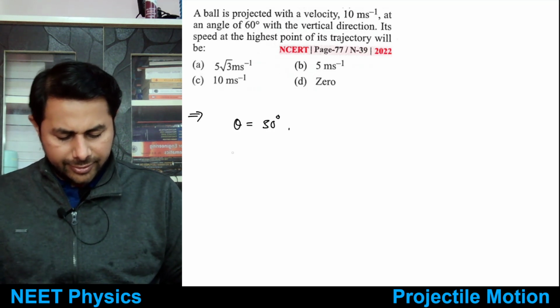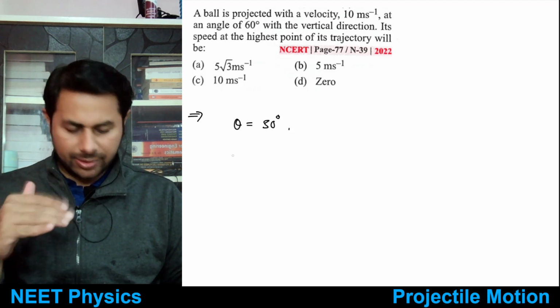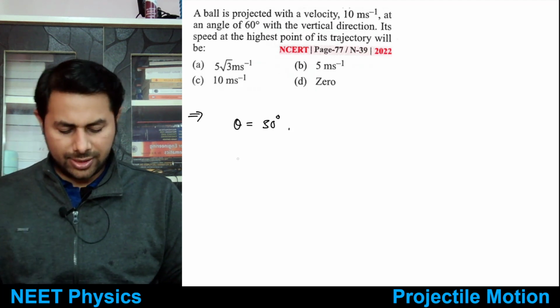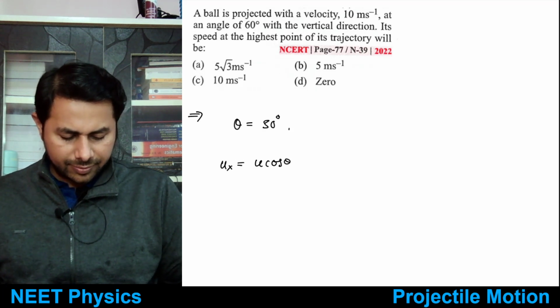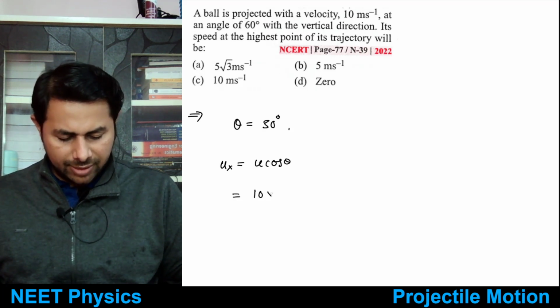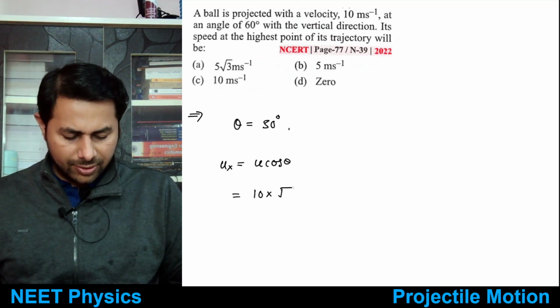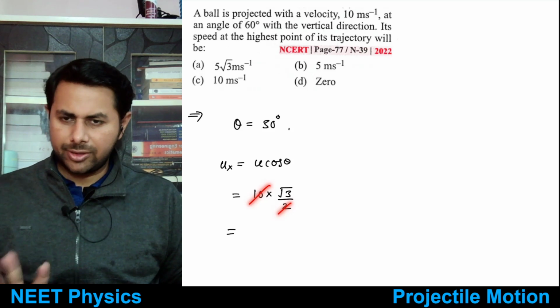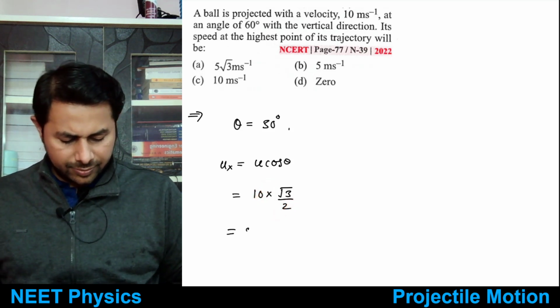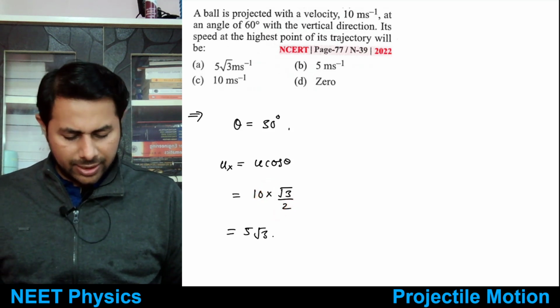Then what is the speed at maximum height? It is ux. Ux is equal to u cos theta. So that is 10 multiplied by, what is cos of theta? Cos of 30 is root 3 by 2. So that is 10 by 2 is 5, 5 root 3. Yeah, so that's very simple.